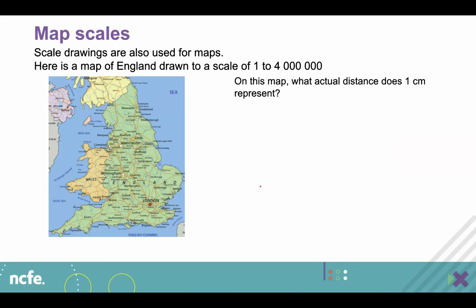Map scales. Scale drawings include maps. Here is a map of England drawn to a scale of 1 to 4 million. On this map, what actual distance does 1 centimeter represent? So 1 to 4 million means that 1 centimeter represents 4 million centimeters, which equals 40,000 meters, which equals 40 kilometers.